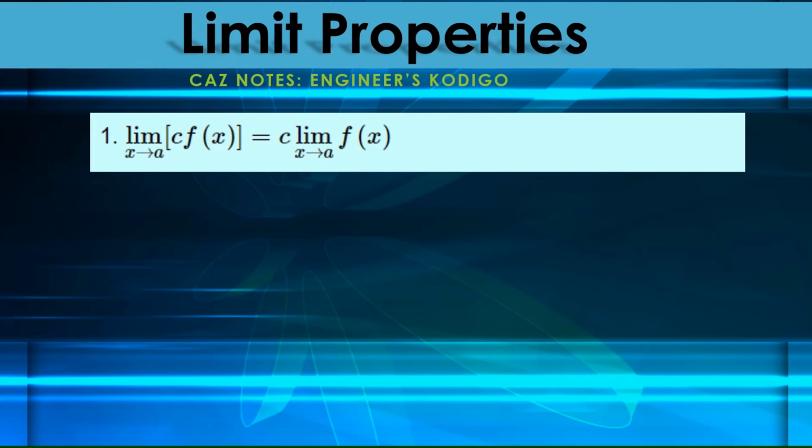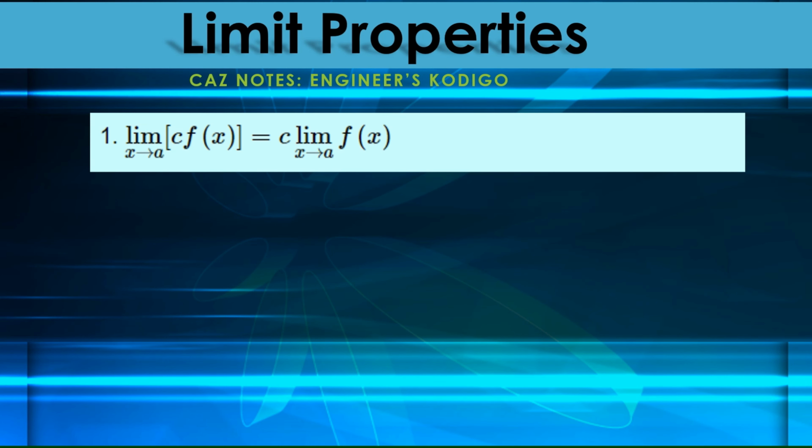So we have the first one. The limit of the function c times f of x as x approaches a is equal to c times the limit of the function f of x as x approaches a. This simply means that, in other words, we can factor a multiplicative constant out of a limit.